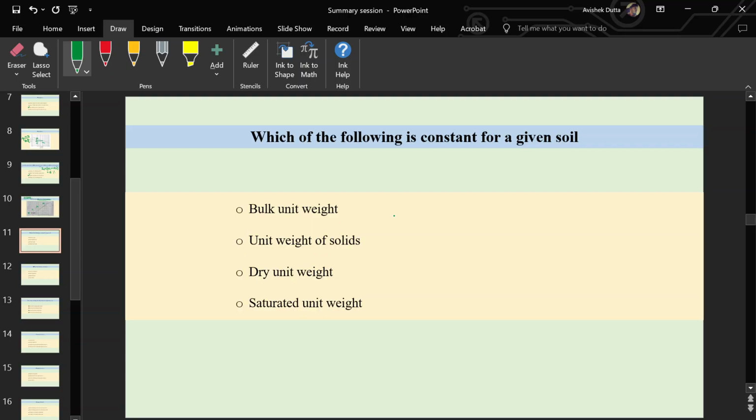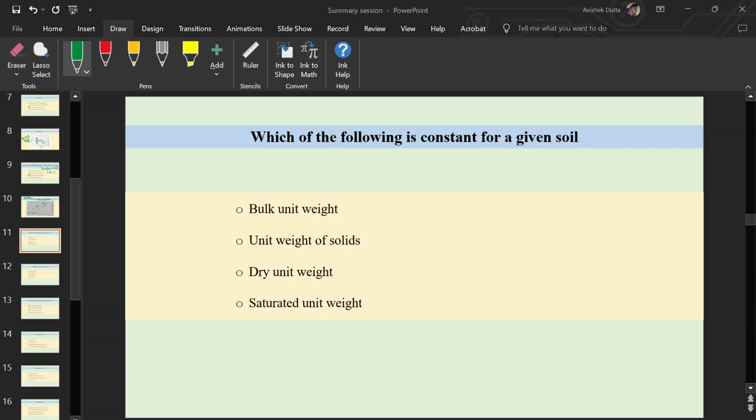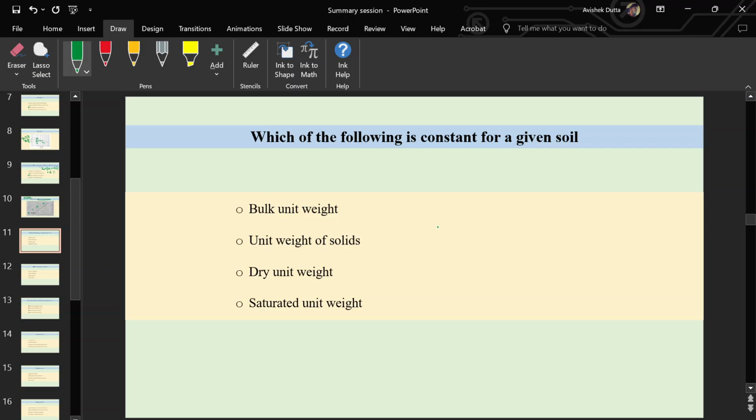Sir, I'm not sure, but I guess dry unit weight. No, I think it's not the correct answer. Anyone else want to answer this question properly? Do you want to answer this? Gamma S, yes, sir, is a constant. Dry unit weight is a variable. So which is the answer over here, second or third? Second is the correct answer. Very good. Why? What is bulk unit weight? Bulk unit weight is variable.